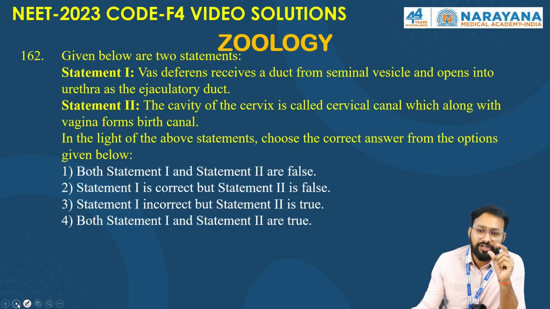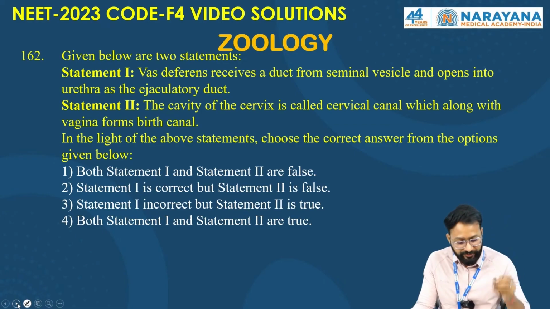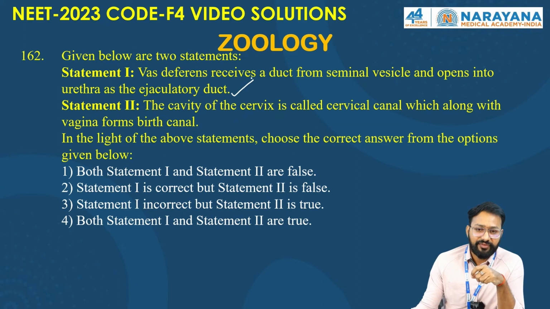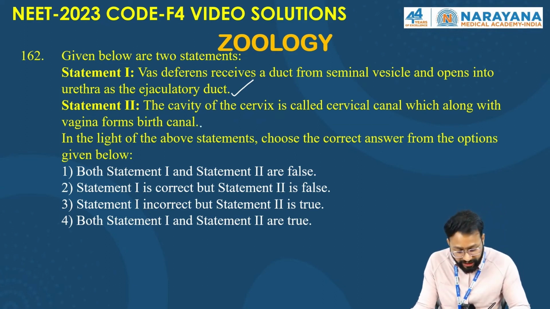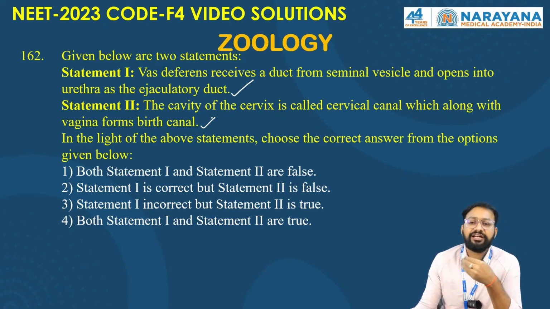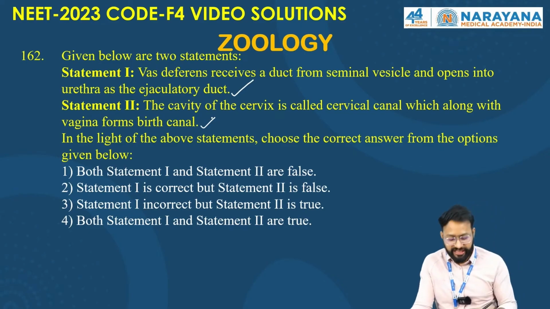So if you see in the prostate region, there will be opening of this ejaculatory duct into the urethra, which is a correct statement. The cavity of cervix, along with vagina, forms the birth canal, which is also a correct statement. Vagina is called the copulatory canal. Vagina and cervix together we can call the birth canal, because during parturition the baby passes through cervix, through vagina, and is delivered out. So both statements 1 and 2 are correct.